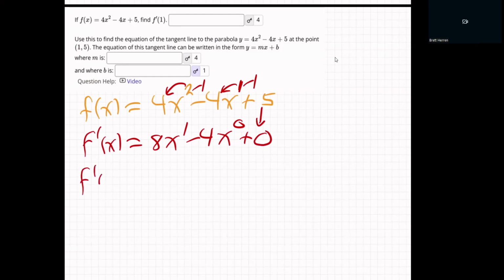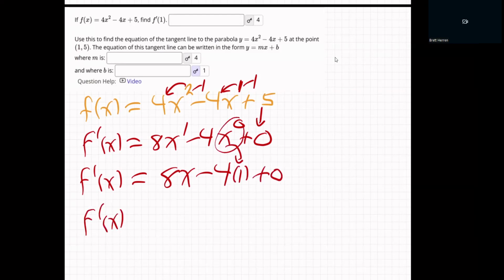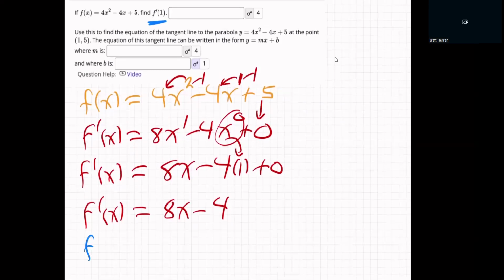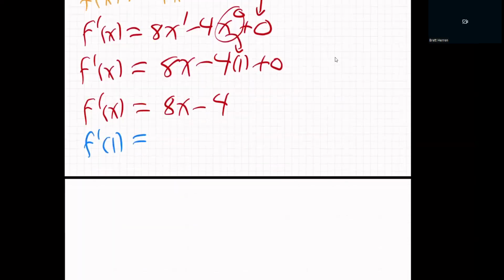Okay, let's simplify this thing. So this is 8x minus 4, because what is x to the 0? It's just times 1, right? Anything to the 0 power is just 1. So this is just 8x minus 4. 4 times 1 is just 4, and the 0 doesn't do anything. So there's the derivative, but they don't want just the derivative. They want the derivative at 1. So then let's plug in 1 to this derivative.